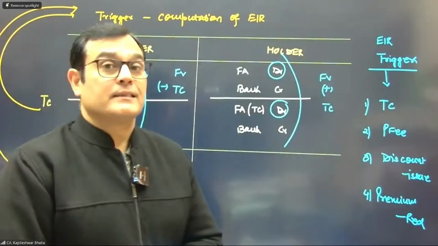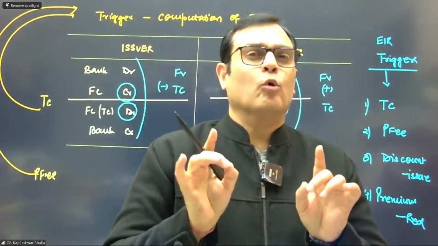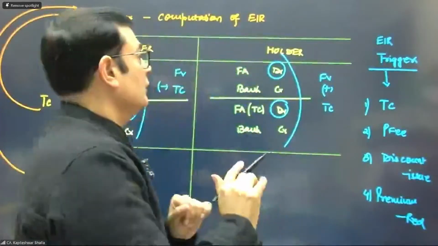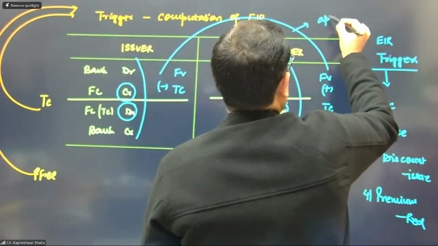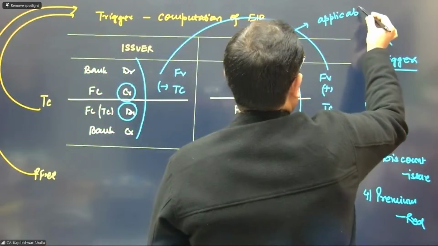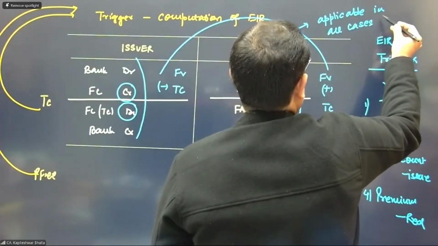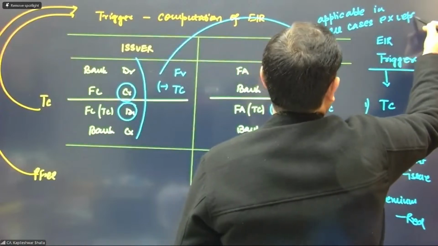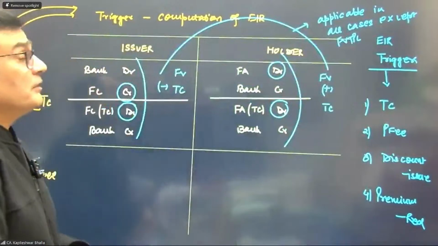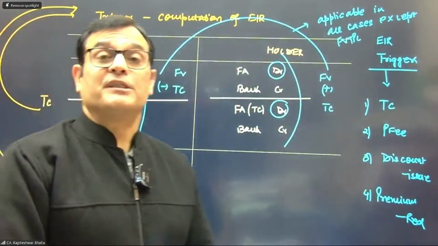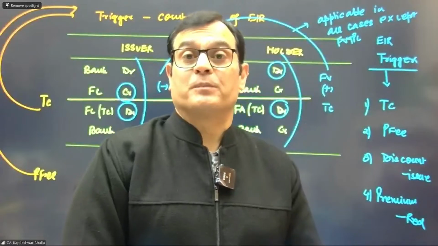Of course, this concept is not applicable to FVTPL. This is applicable to all categories except FVTPL. So when you're doing this treatment, it is applicable in all cases except FVTPL. This does not apply in terms of FVTPL because in FVTPL, the TC is immediately expensed in the P&L, whether it is the issuer's or the holder's perspective.